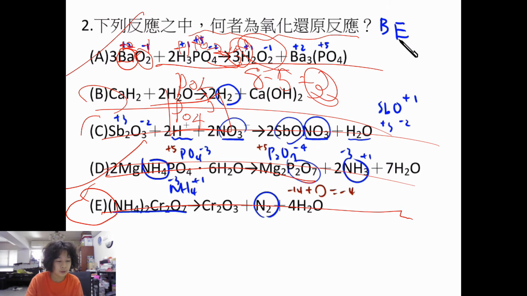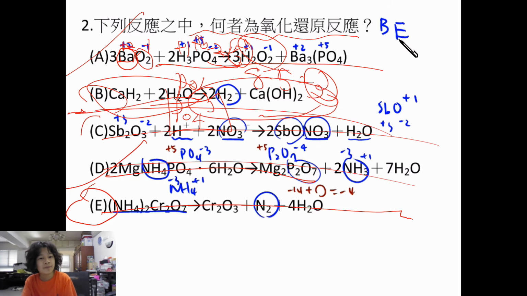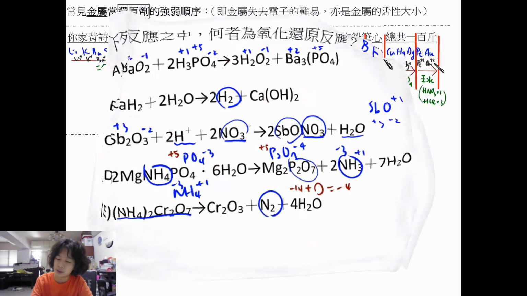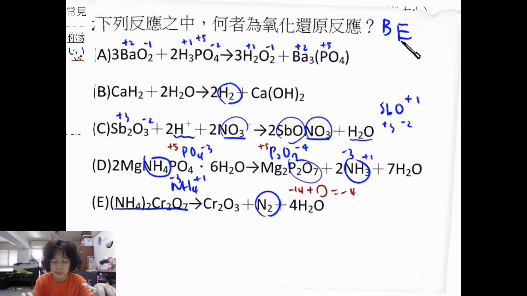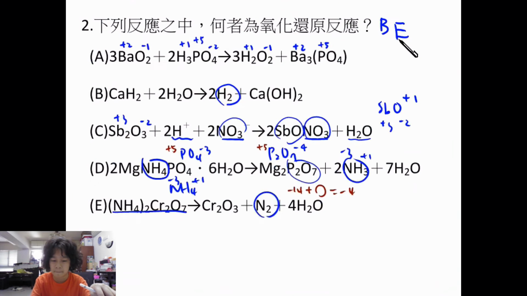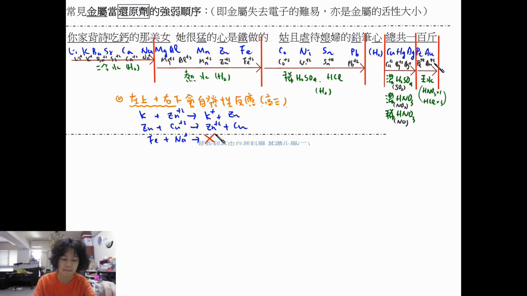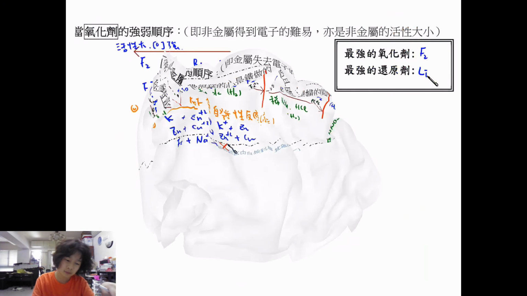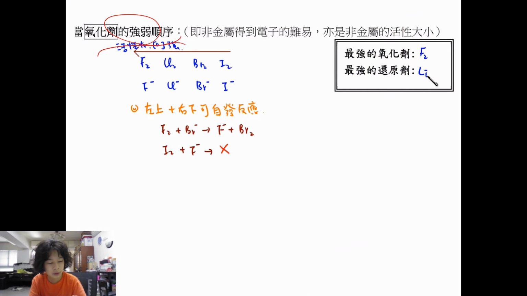Okay, so it's very simple. If there's no free element on one side and there is an element on the other side, then this is the choice, because the oxidation number can't be 0 on one side only. Whichever element is 0, there must be an oxidation change.